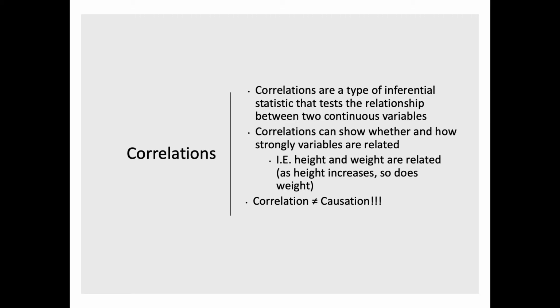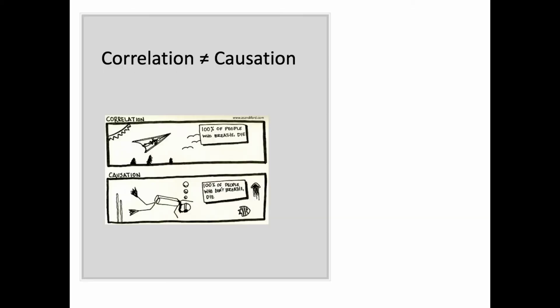One important thing to remember about correlation is that correlation does not equal causation. As you can see from this picture, there may be a correlation that people who are born will die. So there is a relationship, a correlation, between birth and death. However, this does not mean that birth causes death. On the other hand, for causation, people who don't breathe will die, and that is definitely a causation. So causation definitely means a correlation, but correlation is not necessarily causation.